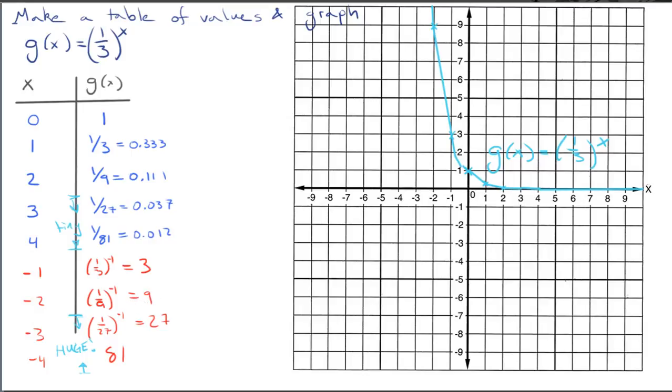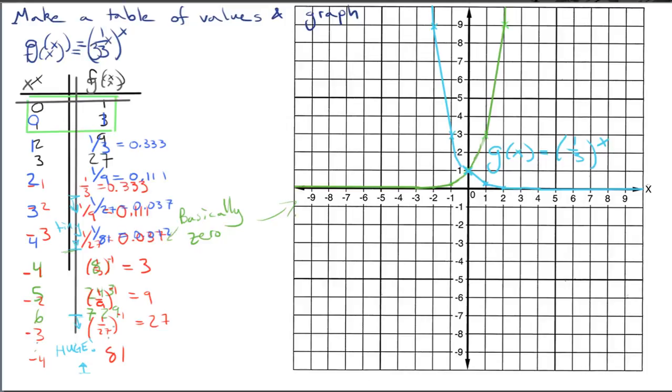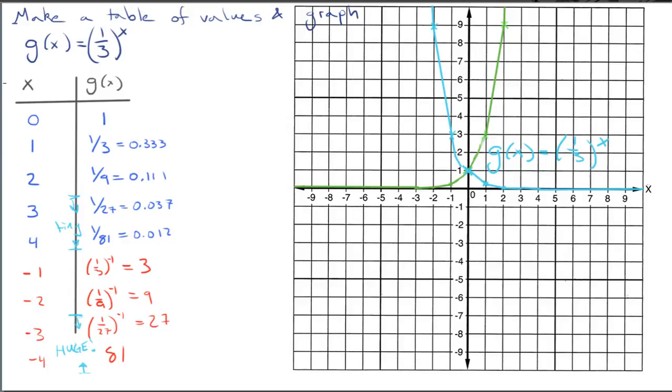And if you'll recall, we had this in a previous video. Here we go. Let's pull up just the graph of it. This was f of x equal to 3 to the x. And we can kind of see what these two are doing. They're mirrored, and they're mirrored about the line x equals 0.